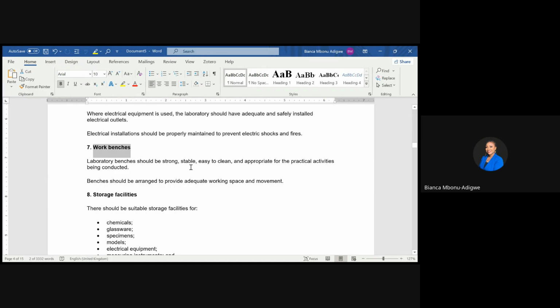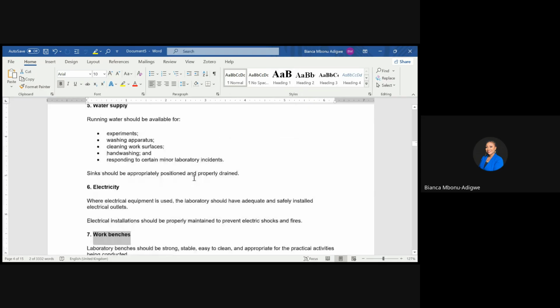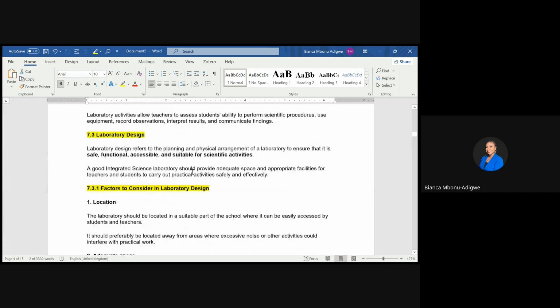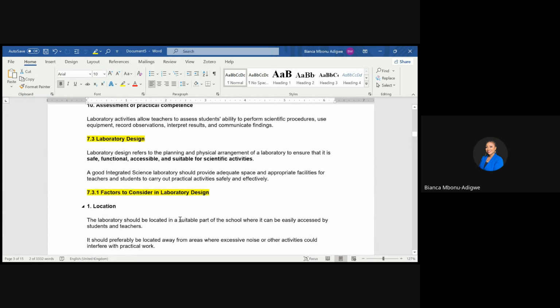So can you still hear me? Can you still see my screen? I want to be sure. Yes. Okay, thank you. All right, so we are talking about factors to consider in laboratory design.